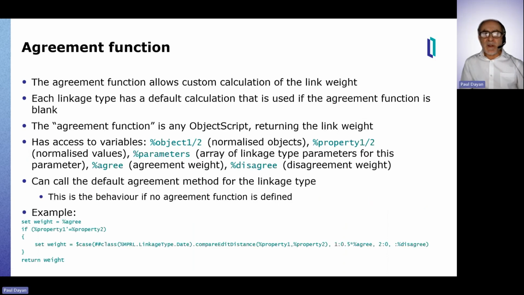Similarly, the agreement function text box allows you to customize the calculation of the link weight for the parameter comparison. Your code has access to the normalized objects of the two identities, the normalized property values for the linkage parameter, and the linkage parameter agreement and disagreement weights. This example says that if the two normalized values are the same, return the agreement weight. Otherwise, calculate a match code using the edit distance comparison for the values as dates. If the match code is 1, return half the agreement weight, otherwise return the disagreement weight.